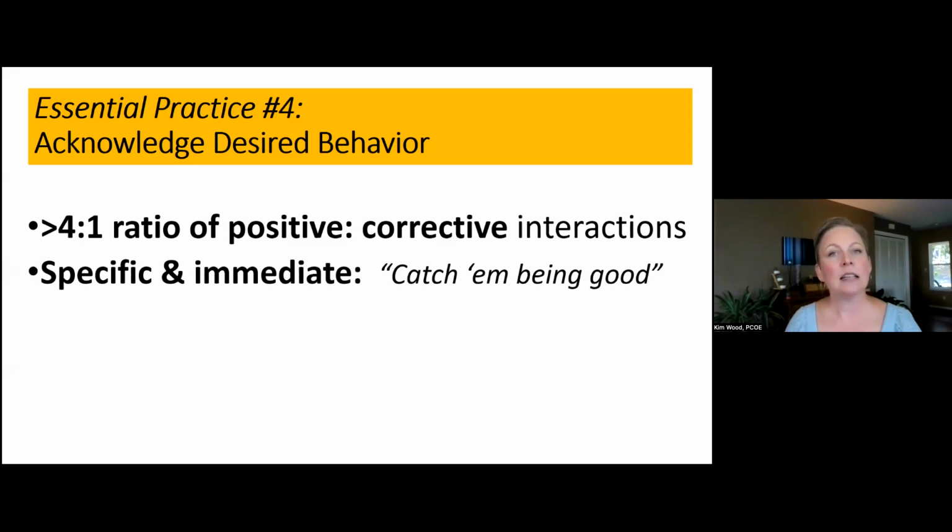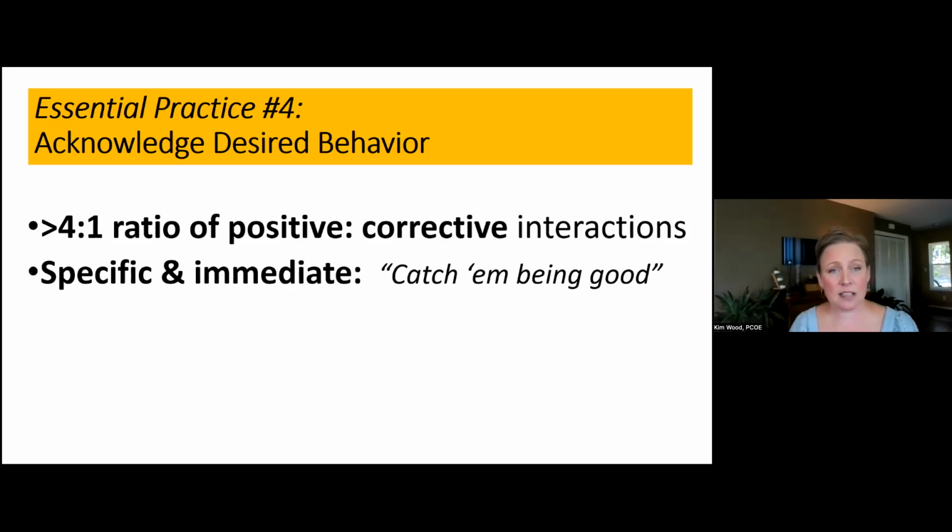to be immediate. You have to tell the student exactly what it is that you like that they're doing, so that they know, oh yeah, this is what I need to do more in the future. So not just saying good job, but saying, hey, I really like how you came up and approached me with your concern, rather than doing it out loud in the middle of class or something like that.